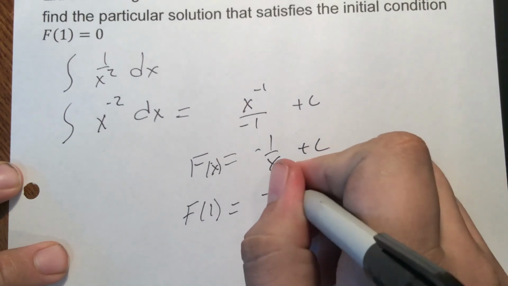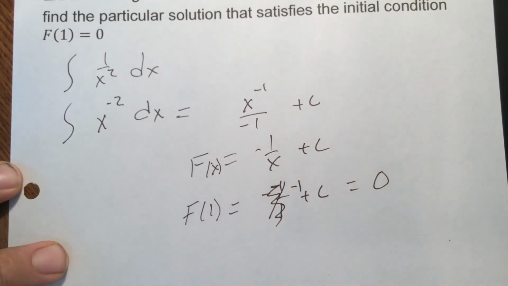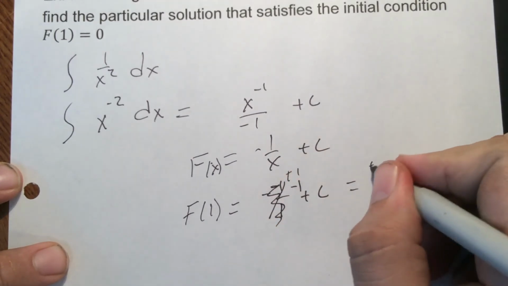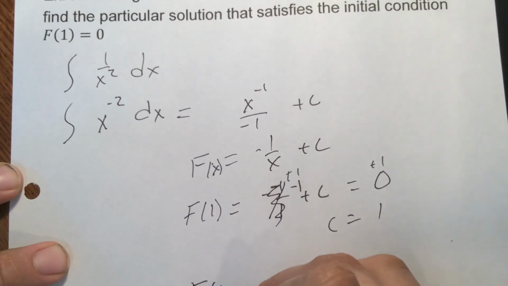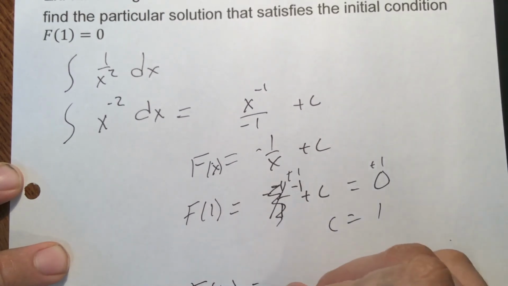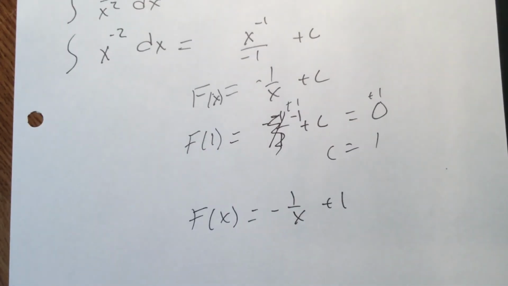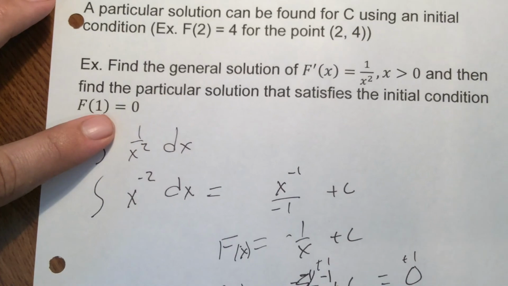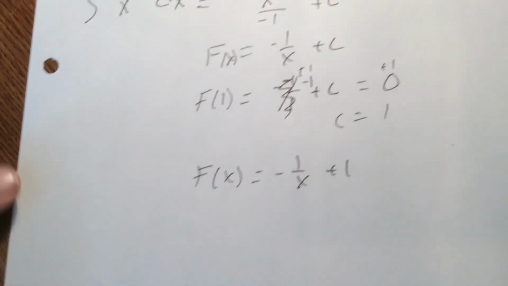So keep in mind this is really minus 1, negative 1 over 1. So if I add 1 to the other side, c equals 1. So our real equation, I guess I should say then, is negative 1 over x plus 1. And that would be your final. So that's kind of how you go back through and solve. So you'll do the integral, and then whatever they give you here, you can put that in for x, set it equal to what it's equal to, and then you'll solve out for c.